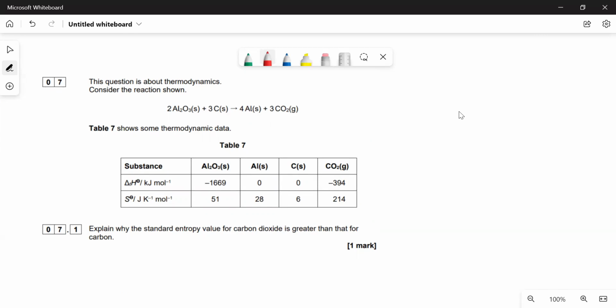So we're going to calculate delta G. Assuming delta G is probably going to show us that it's positive and it's not going to happen. Anyway, let's answer the question. 7.1. Explain why the standard entropy value for carbon dioxide is greater than carbon. It's much bigger. It's because carbon dioxide, of course, is a gas, and so it's more highly disordered. Carbon is a solid, more highly ordered.